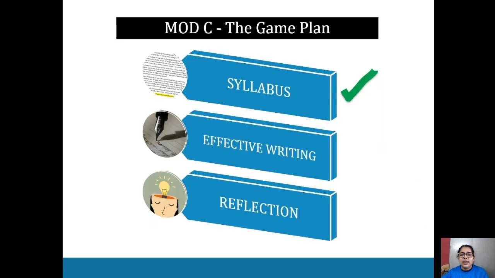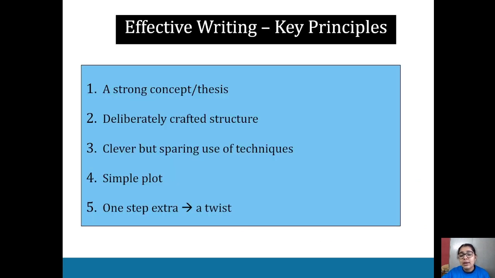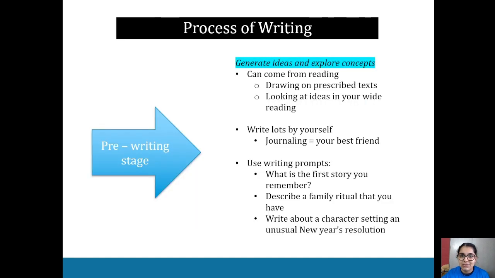Okay, so now let's have a look at effective writing. Key principles. We want to have a strong concept thesis. We want to have a deliberately crafted structure, clever but sparing use of techniques, a simple plot, and we can go one step extra and have a twist. I think a twist is quite important, because it does spice up your text and makes sure that your marker is hooked till the very end, and that can have a huge impact on your writing.